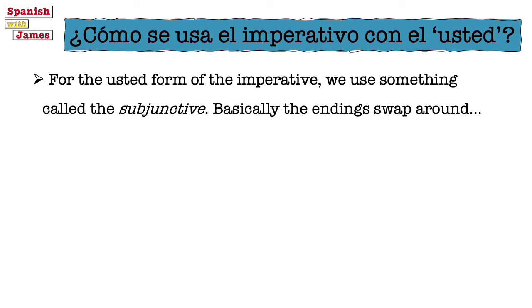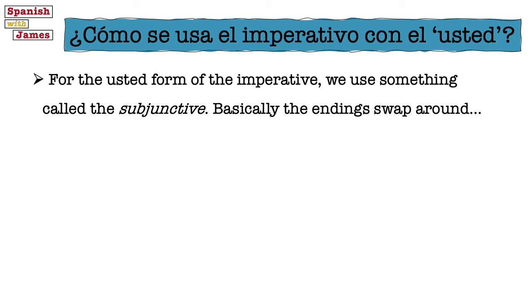So for the usted form of the imperative, we use something called the subjunctive. Now, you don't need to worry about what that is now. I do have a video on the subjunctive, but it's quite an advanced level of grammar, and you don't really need it if you're not at that stage yet. So we'll just look at how we can use the subjunctive just for this purpose.